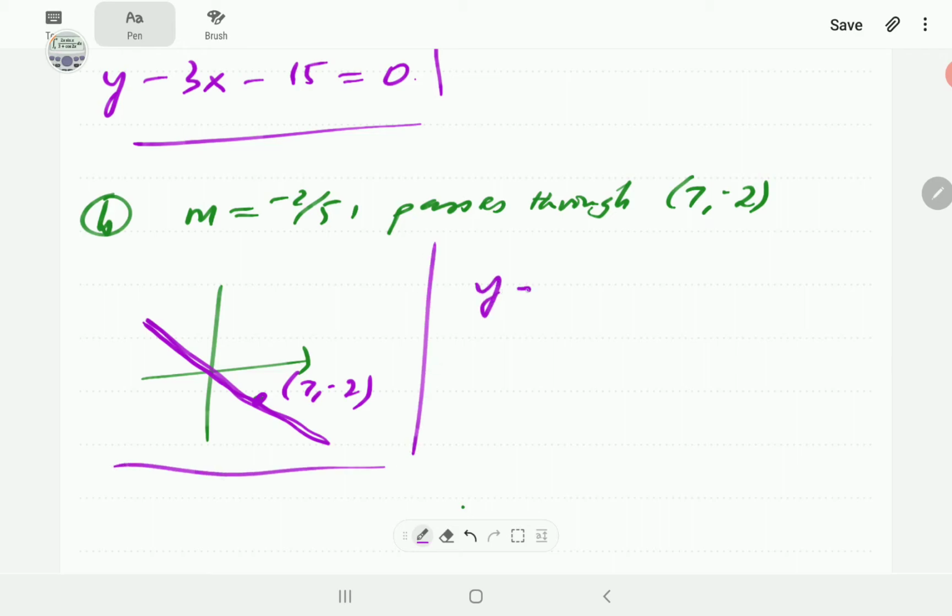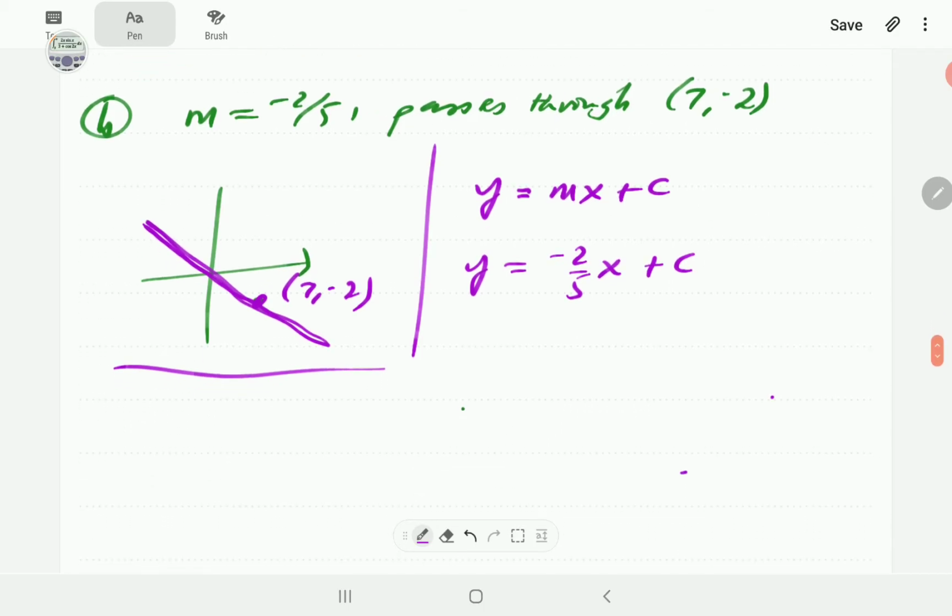So again, we're going to start off with the standard form of the equation. So m is negative 2 over 5. Okay. Then to find c, we use the fact that when x is 7, y is minus 2. So we're going to plug in minus 2 this side, then minus 2 over 5 times 7 here.